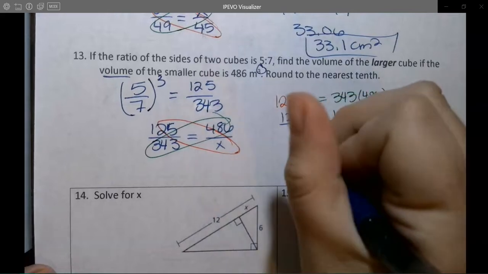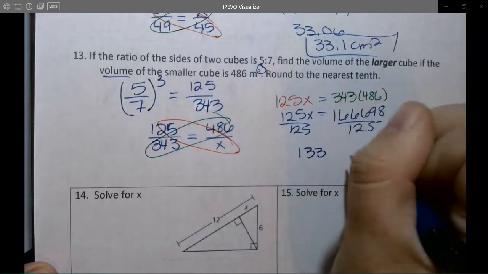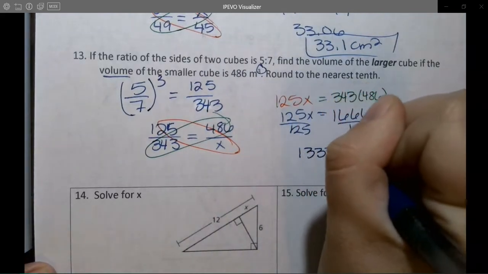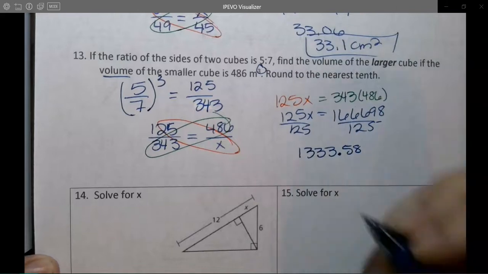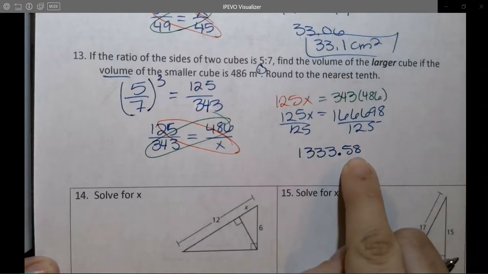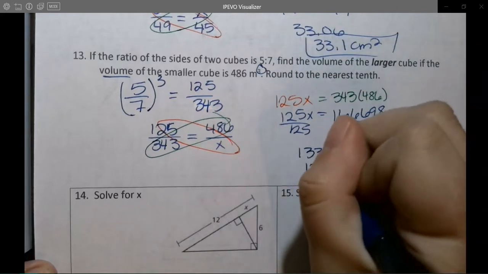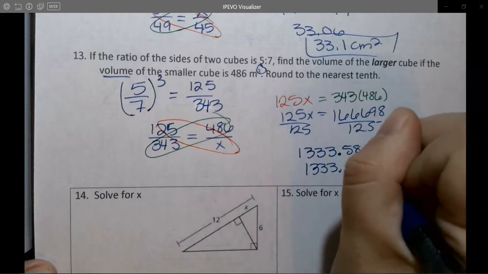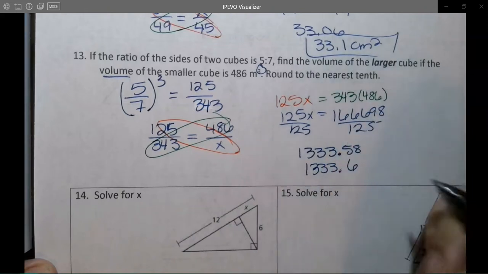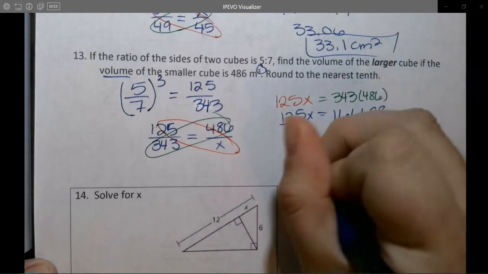Which gets me 1,333.58. So that's going to round because this is larger than 5. It's going to round that number up. So it's going to be 133.6. What's my units? Meters cubed.